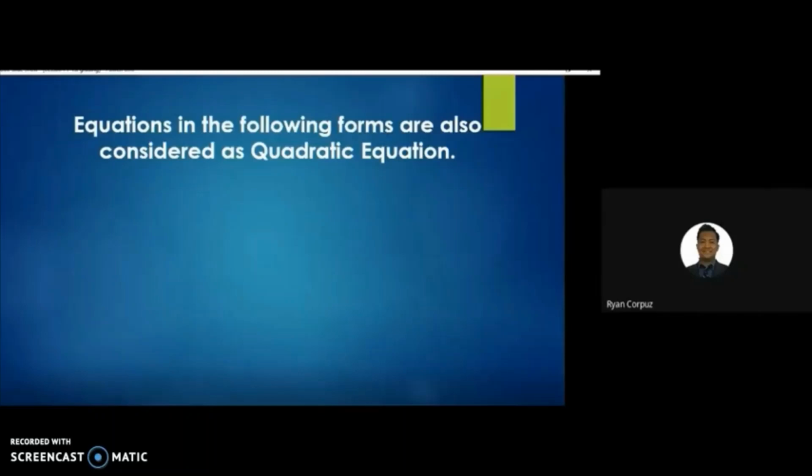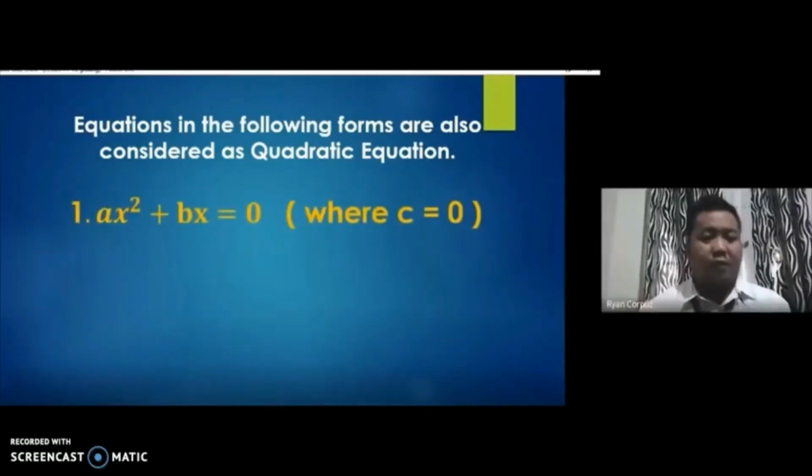It's not always like that that we can encounter a complete quadratic equation. But I'm not saying that these equations are incomplete. These equations are also considered as quadratic equations. Let's take for example the first one: the equation ax squared plus bx is equal to 0.